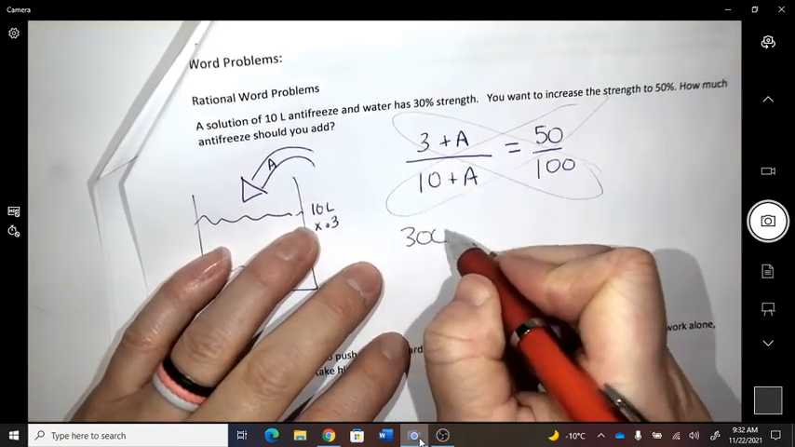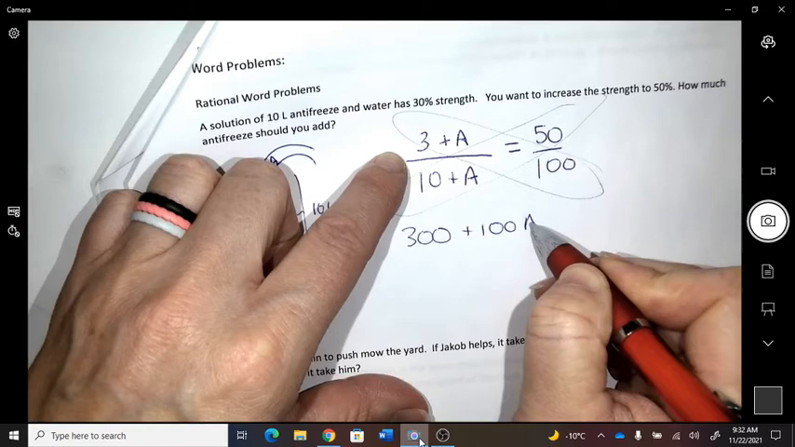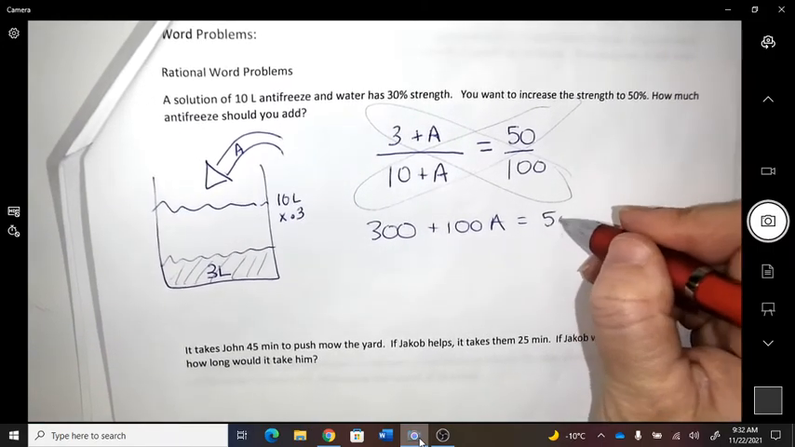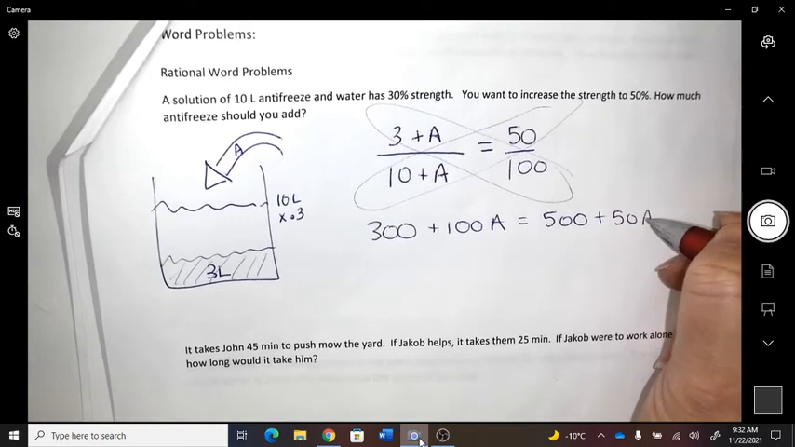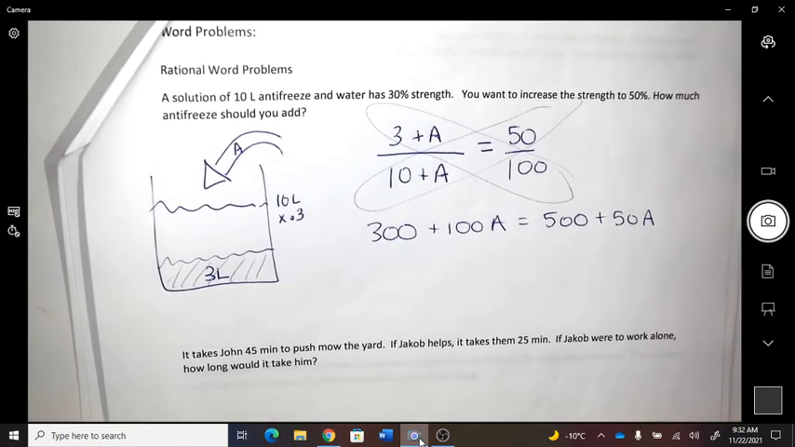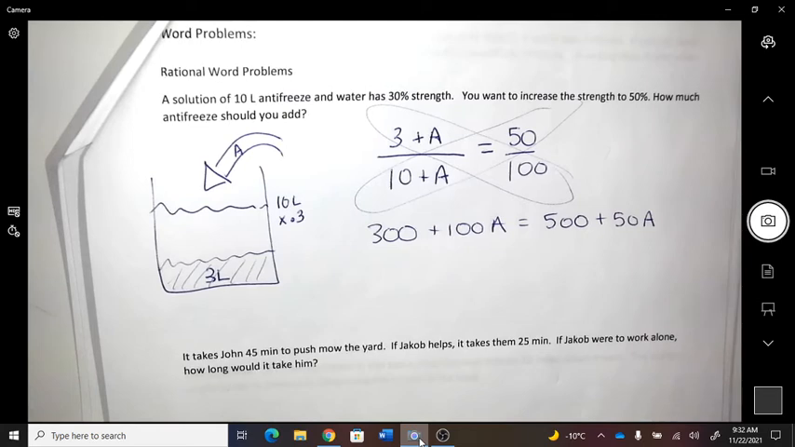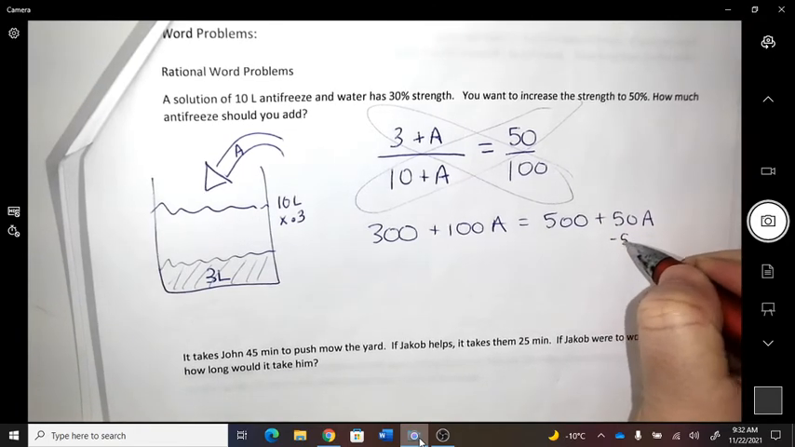So 300 plus 100A. The other side, 500 plus 50A. And some of you would have maybe done this at the start. You could have done a 1 and a 2 here, right? That would have been fine. Okay, so I need to, one variable branch, the algebra, I'm going to isolate. So collect my A's together. So minus 50A.